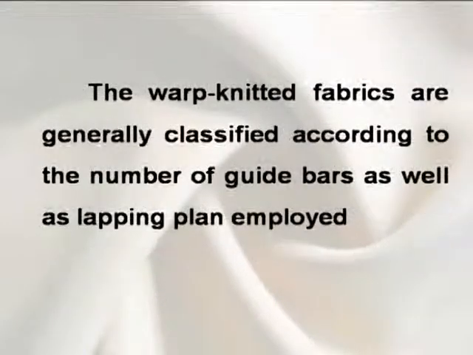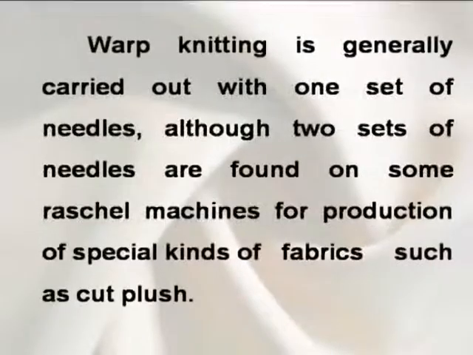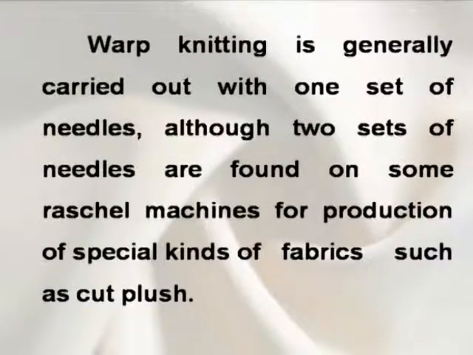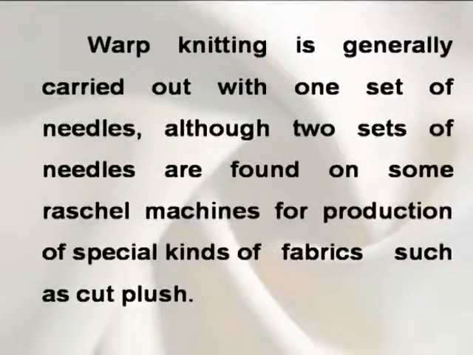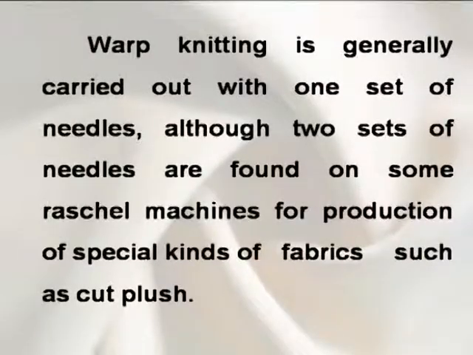The warp knitted fabrics are generally classified according to the number of guide bars as well as the lapping plan employed. Warp knitting is generally carried out with one set of needles, although two sets of needles are found on some raschel machines for production of special kinds of fabrics such as cut plush.